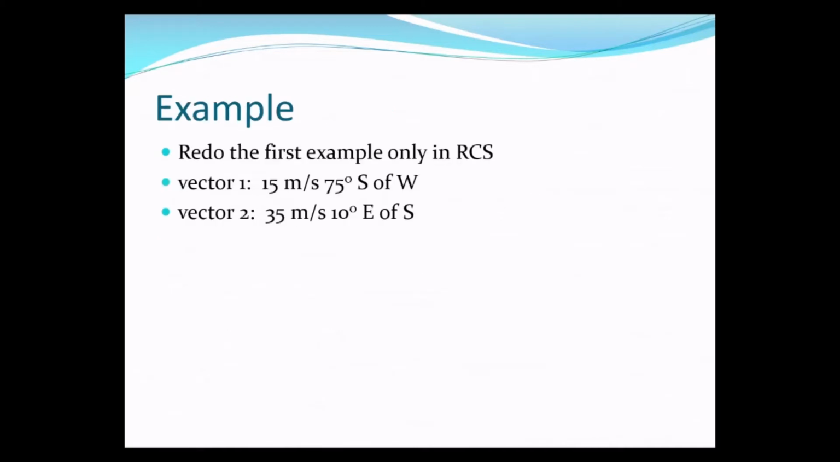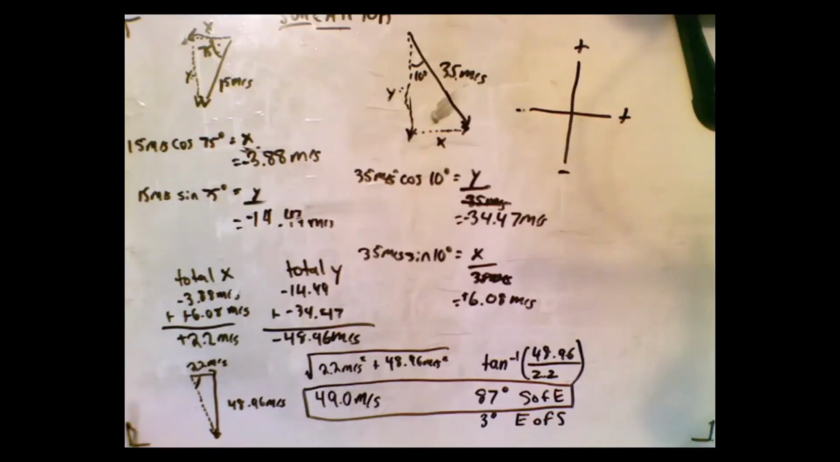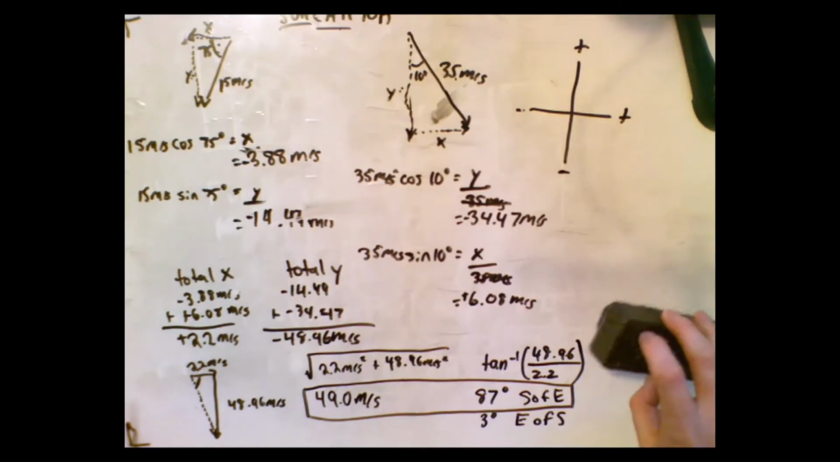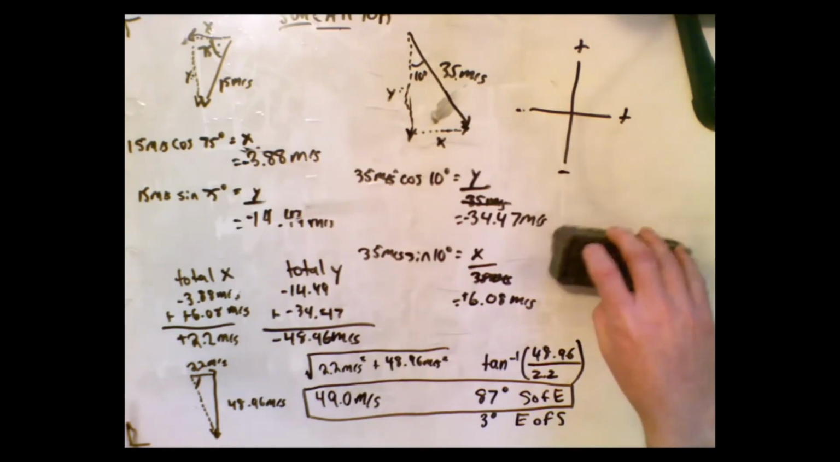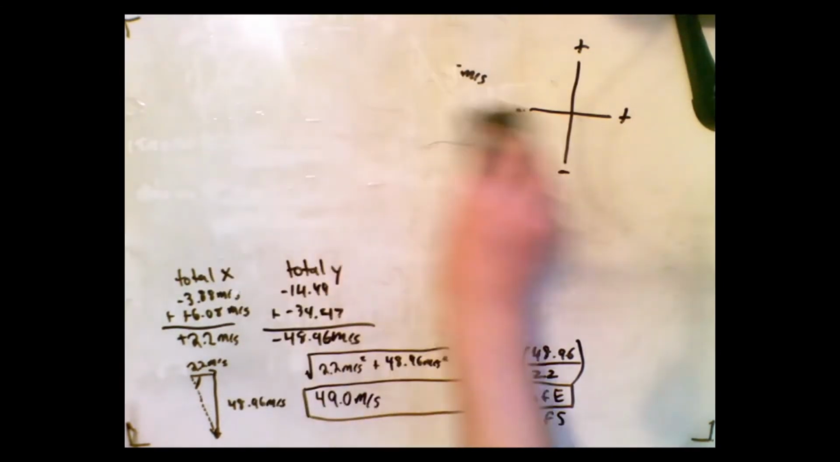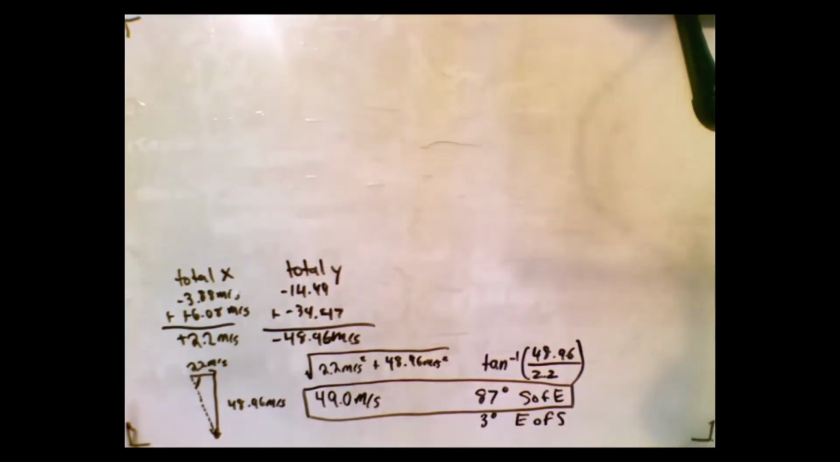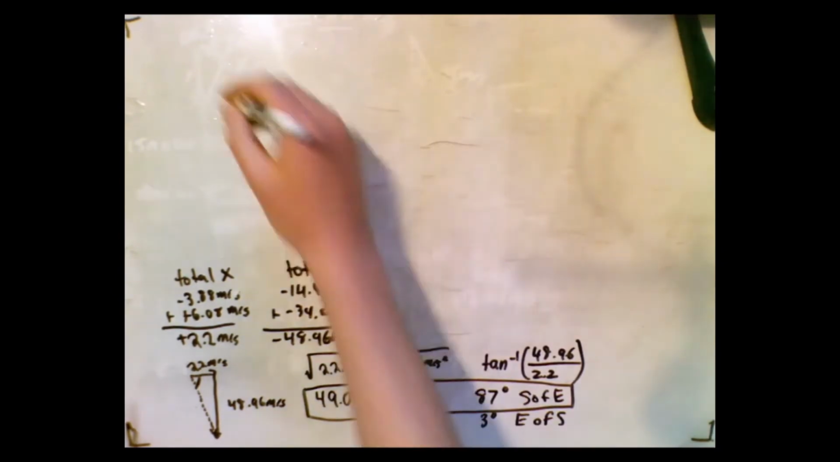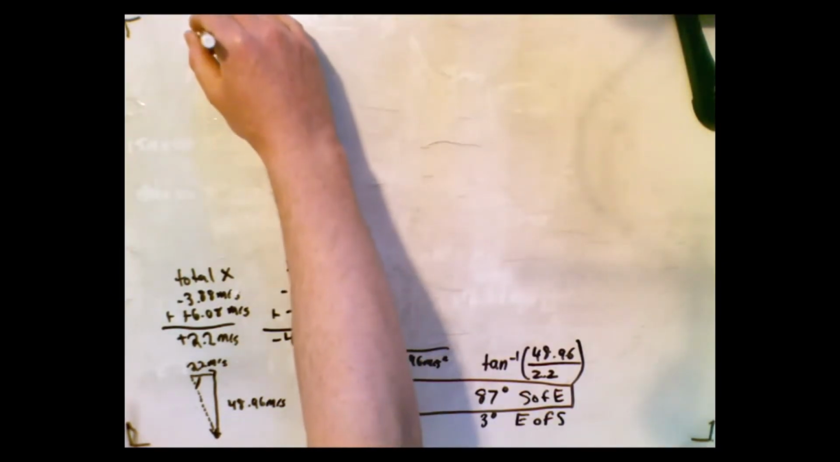So what we're going to do is we're going to solve the exact same question that we just solved, but we're going to use the RCS technique this time. Okay, so I'm going to go back. I'm going to erase all of this right here. And I'm going to leave this down here because I'm going to show you that we get the same answer. We don't need as much space to work.